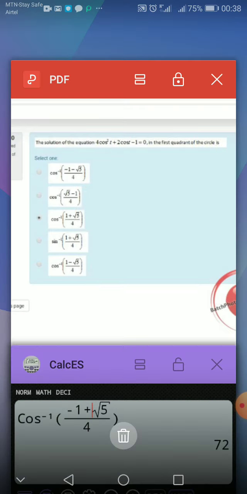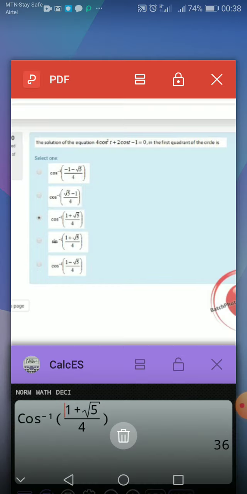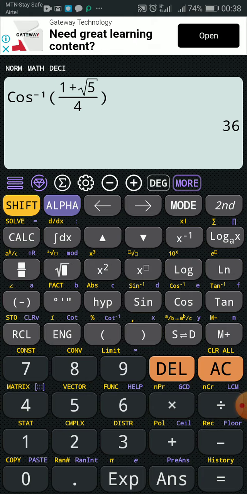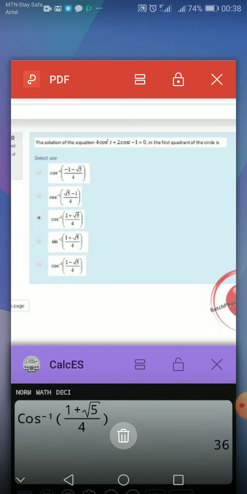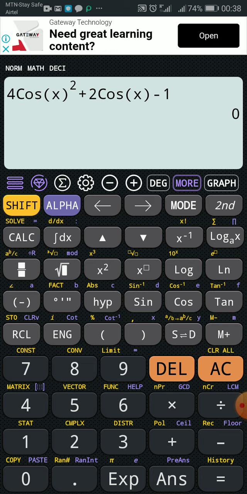The third one says 1 plus root 5 all over 4. So that means I can cancel this. This is giving me 36. That's not the answer. The next one is sine inverse of... oh, sorry. Let's go back to the first one. The first one is -1 minus root 5 over 4, minus 1, then minus root 5 over 4, which is 144. So press equal to, you see? Wow, this is the answer. It's giving me 0. That's the answer.